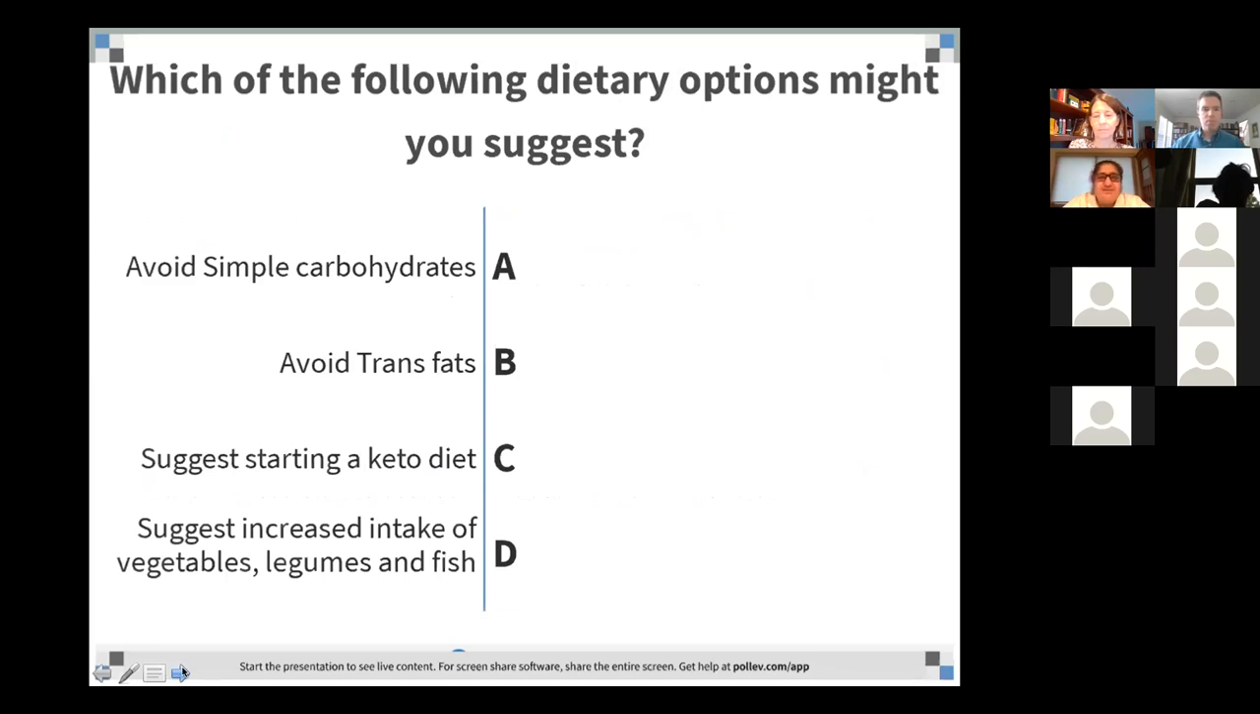If you would, you can look at the top of the screen. You can either go to a website and respond at pollev.com/DeepikaReddy, or you can text your answer. Would you tell this patient to avoid simple carbs, avoid trans fat, suggest starting a keto diet, or suggest intake of vegetables, legumes, or fish in an effort to improve the risk of cardiovascular disease? I'm going to set a timer for about a minute.